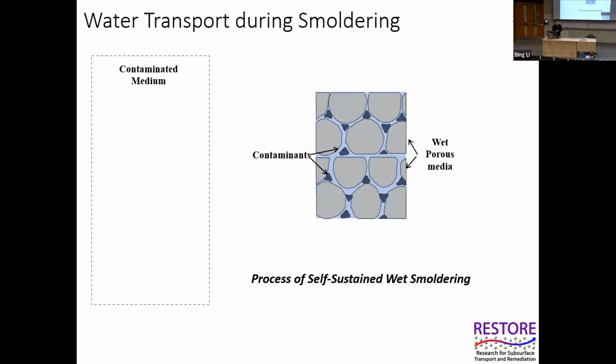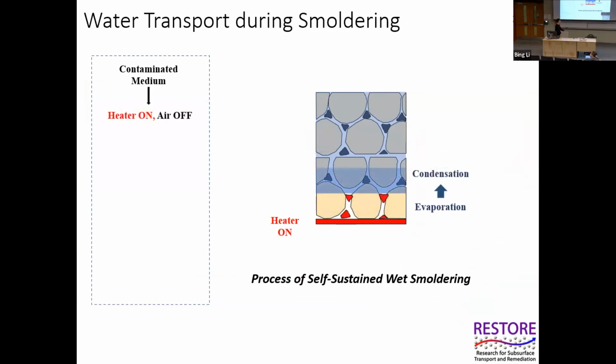So that is the process of self-sustained wet smoldering, where you can see the contaminants embedded in the wet porous media. You can just assume that it is sand. Just like how you do the barbecue at home, you need heat to dry the material and let the material reach ignition temperature. However, turning on heat only works to dry the adjacent bed, while the majority of the system is still cold and wet. So water vapor will condense in the cold region and increase the local water saturation. Only a small amount of water vapor can leave the system.